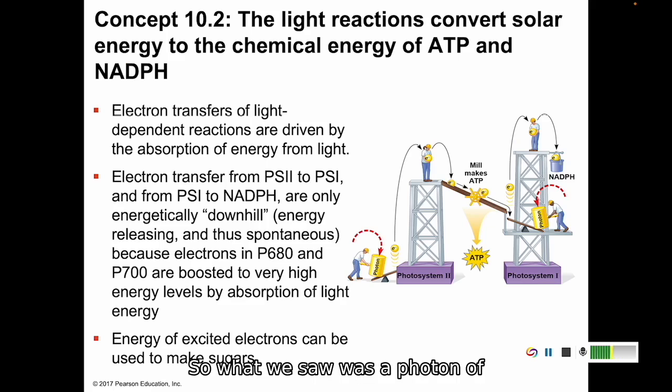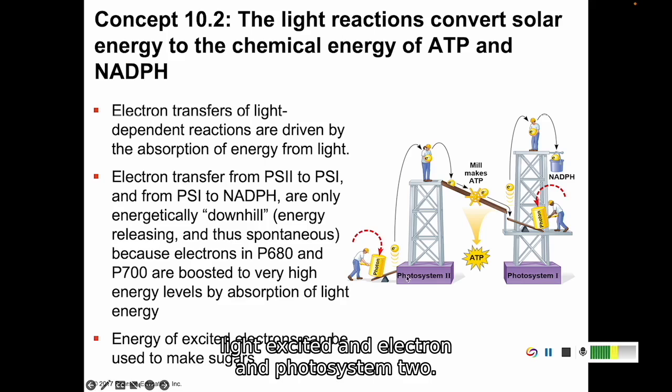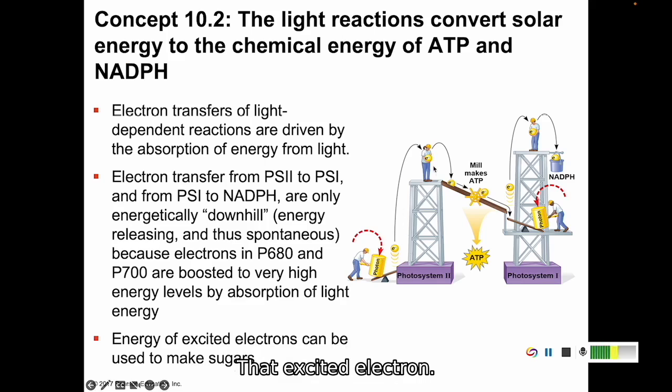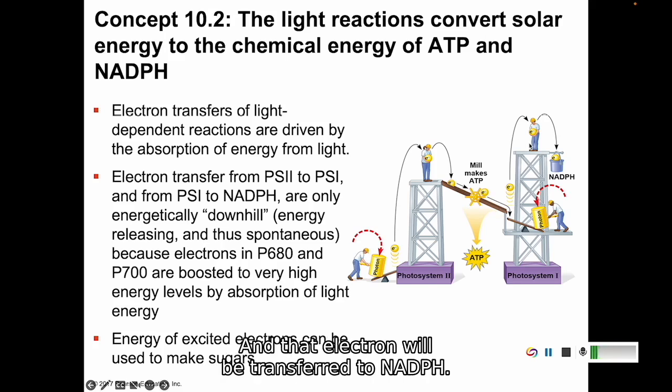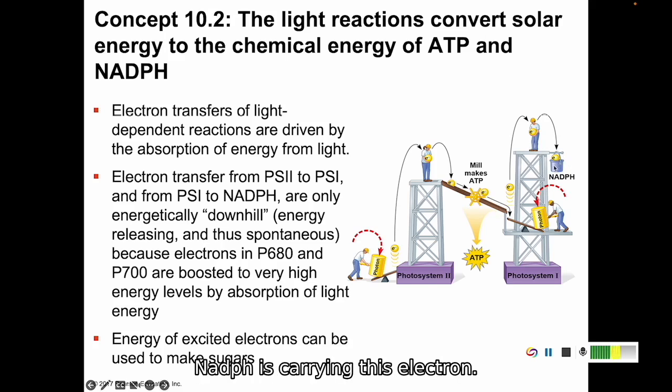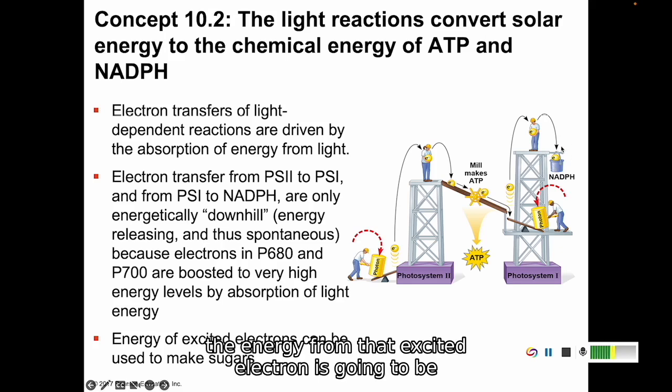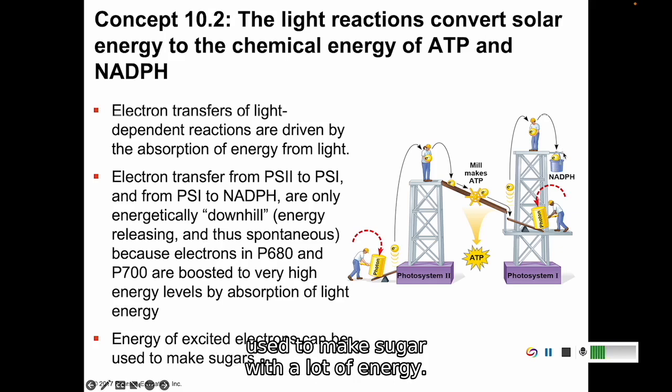So what we saw was a photon of light excited an electron in photosystem 2. And that excited electron, the energy was used to create a proton motive force, spin around ATP synthase, make ATP. That electron travels to photosystem 1, where another photon of light will excite it again, and that electron will be transferred to NADPH. So now NADPH is carrying this electron. That electron is excited. It has a lot of energy. And the energy from that excited electron is going to be used to make sugar with a lot of energy.